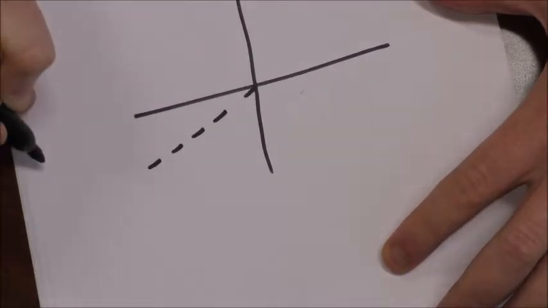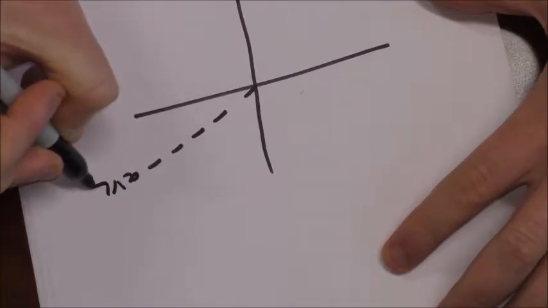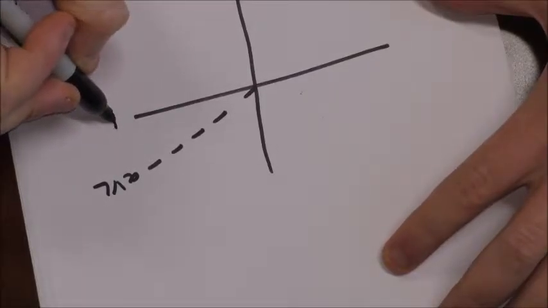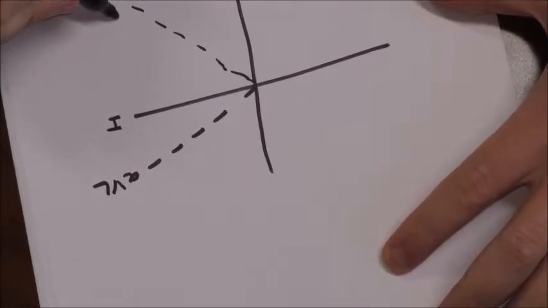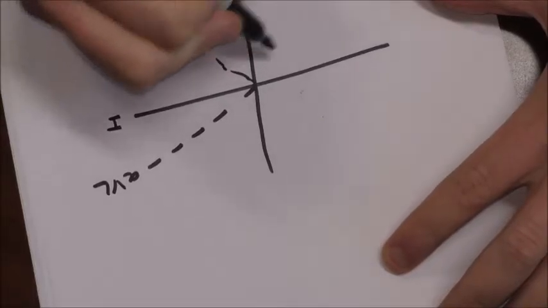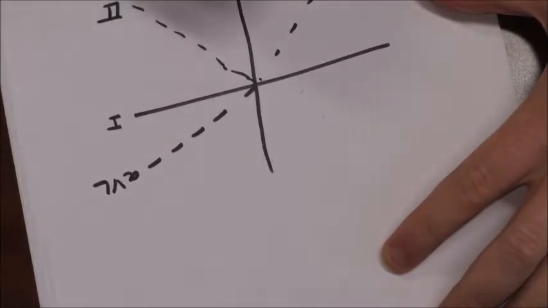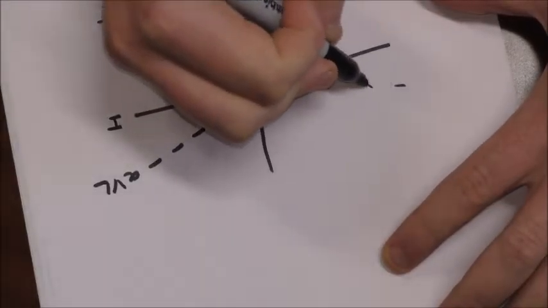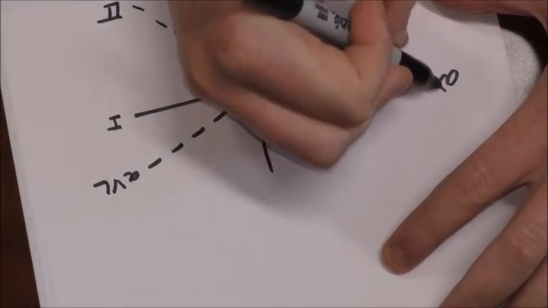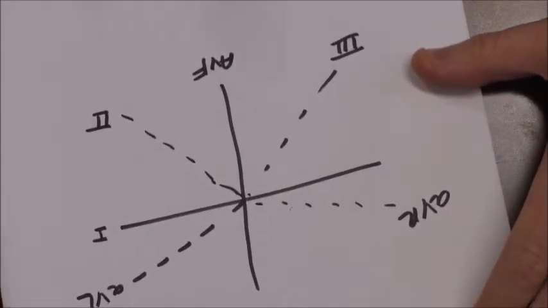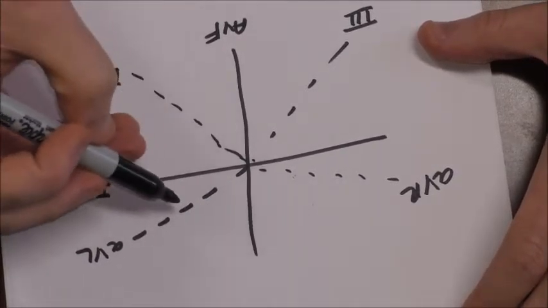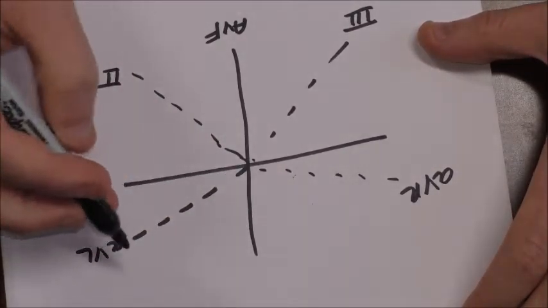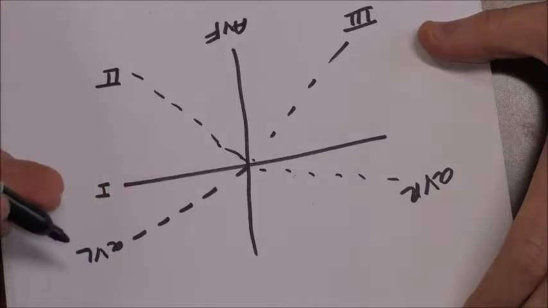So the classic teaching is that this is AVL, this is lead 1, this is lead 2, this is lead AVF, lead 3, and AVR. So again, you draw this and you can pretend that the y-axis is kind of in effect the patient's sternum.